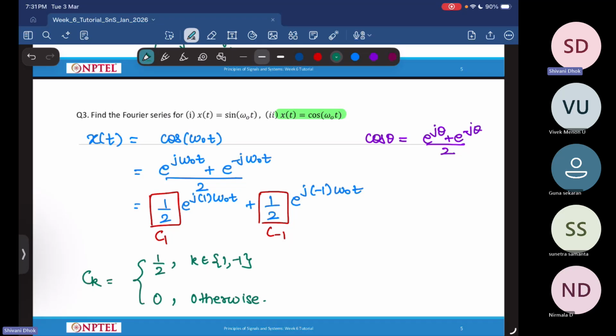Obtaining Fourier series coefficients when you have sinusoids is very easy. You just have to make use of Euler's notation and then simplify. You don't have to care about solving those integrals.